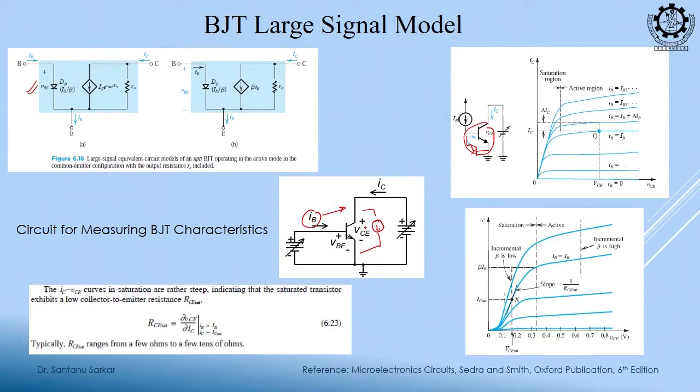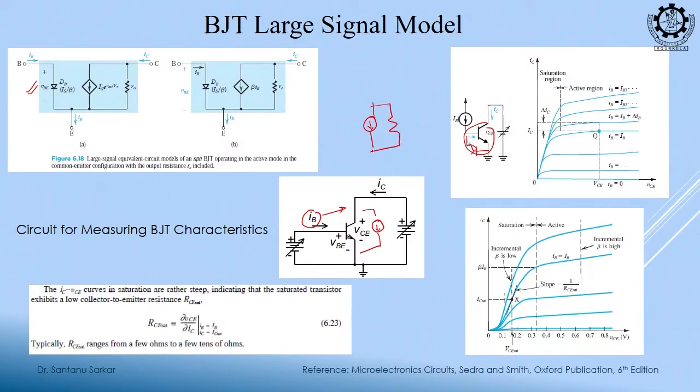So, input side, what will we model? Input side we will just model like a diode, clear, and output side how will we model? Just like a dependent current source. So, you know what is the equivalent symbol of a current source? A current symbol and its output resistance should be in series or parallel?